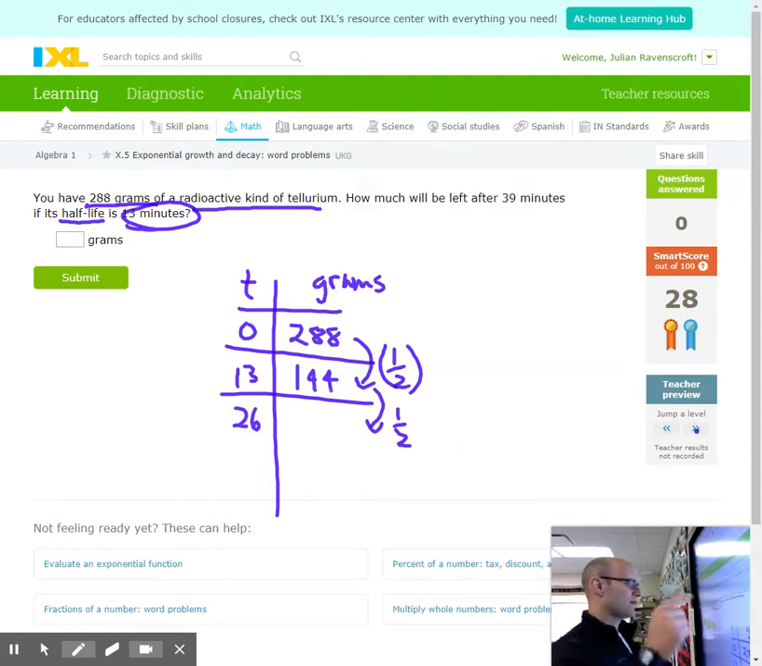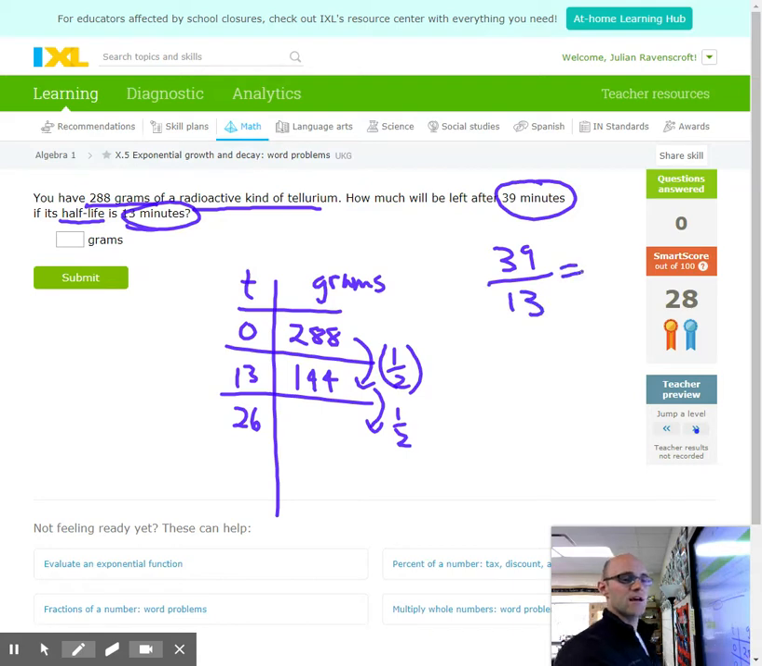So if every 13 minutes it's cut in half and there's a total of 39 minutes, why don't we just take 39, divide by 13, and that'll tell us how many half-lives it has. So 39 divided by 13 is 3. And now we can go back and say, okay, let's take 288, our initial amount, times, I'll put y equals here, y equals 288 times our decay amount of 1/2, and we're going to do that 3 times. So that would give us our final answer for that one.